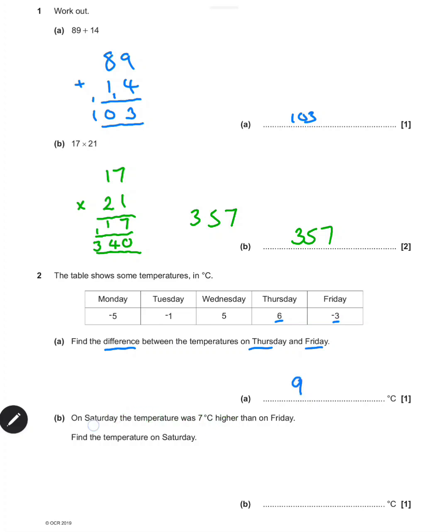Part B says on Saturday the temperature is 7 degrees higher than on Friday. What is the temperature on Saturday? Well, on Friday it's -3 and we're going 7 degrees higher. 3 of those degrees will get me to 0 and then there'll be 4 left over from the 7.